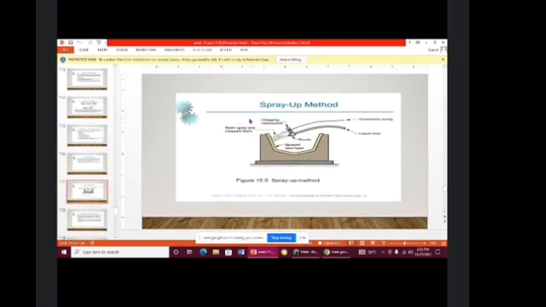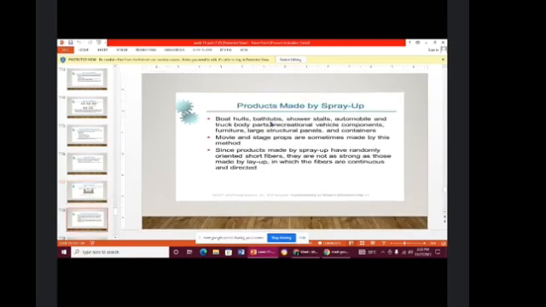This is the diagram of the spray up method. Products made by the spray up method are boat hulls, bathtubs, shower stalls, automobile and truck body parts, recreational vehicle components, furniture, large structural panels, and containers. Movie and stage props are sometimes made by this method.